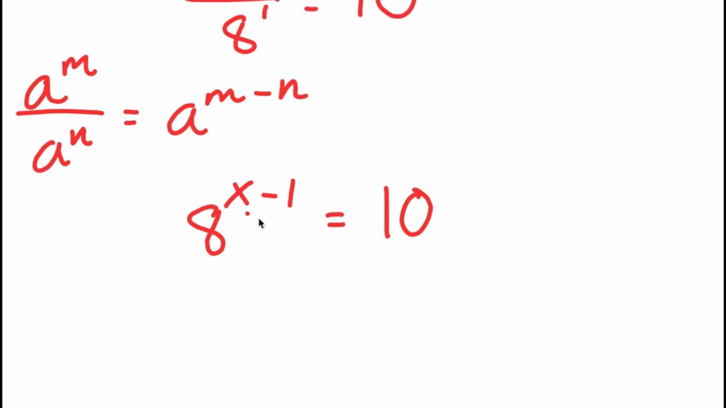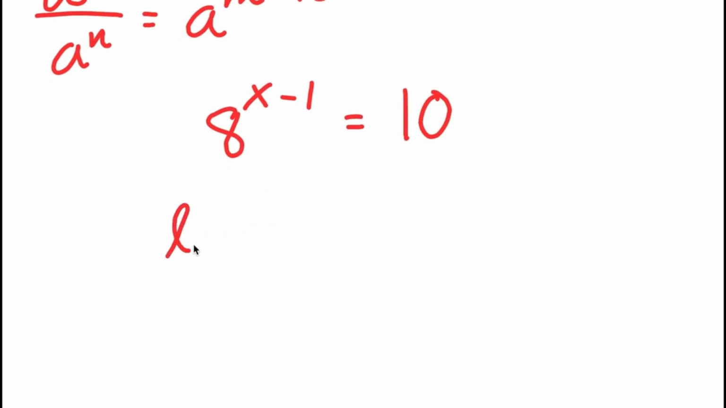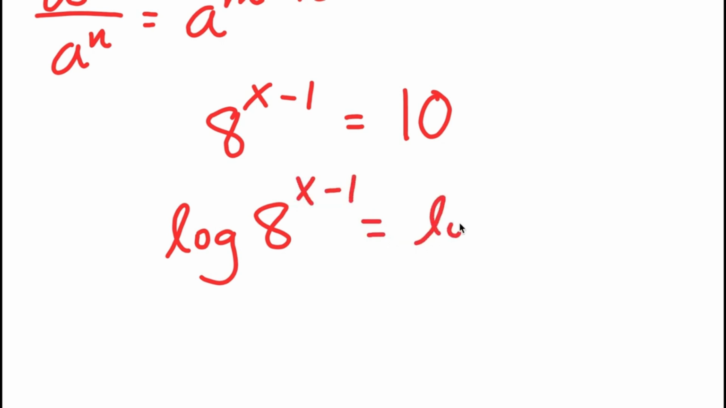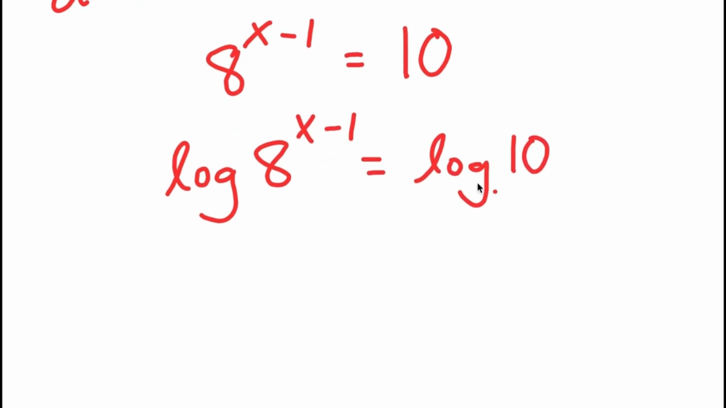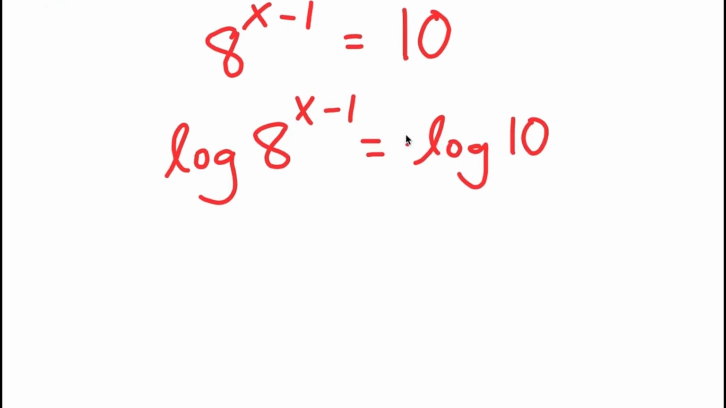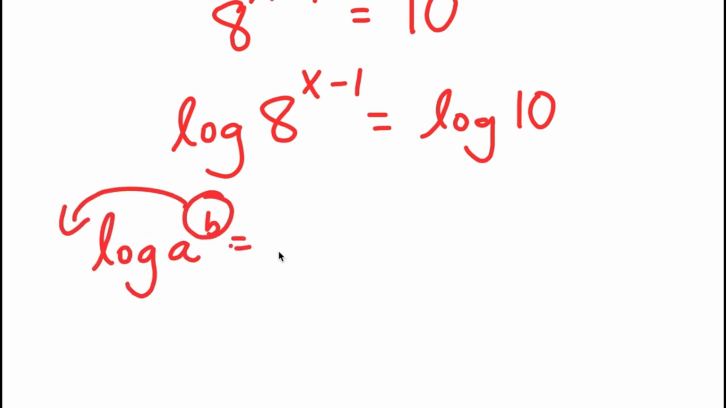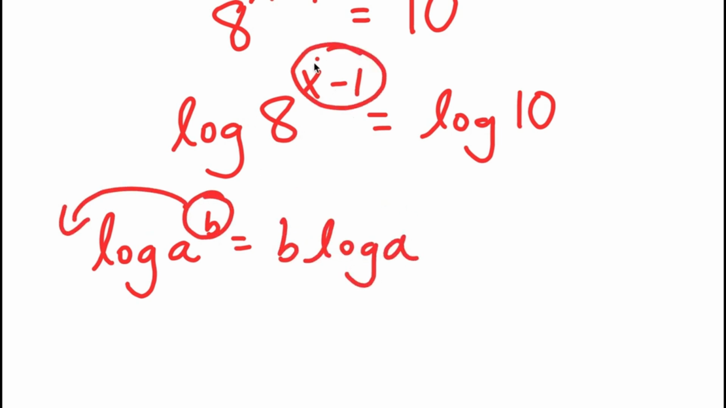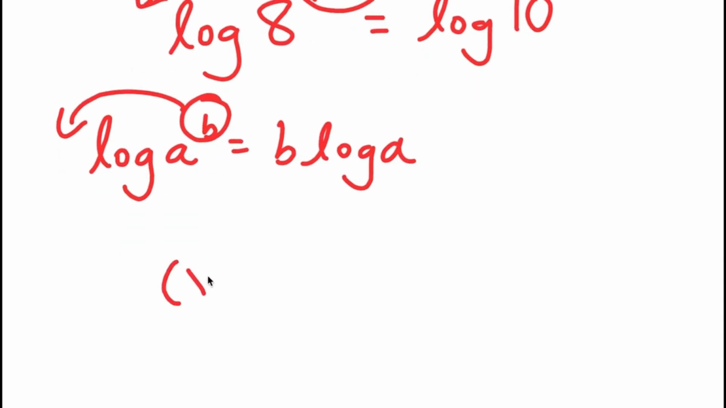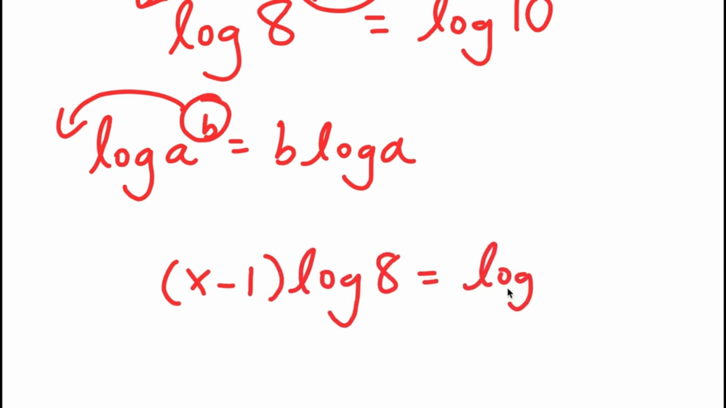Now from here, I'm going to take the log on both sides. So I get log of 8 to the power of x minus 1 is equal to log of 10. And the reason I take the log on both sides is because now I can use the property that states that if I have something in the form log a to the power of b, I can move this exponent b to the front, so it's going to equal b times log a. So log 8 to the power of x minus 1, I can move x minus 1 to the front, and I get x minus 1 times log 8 is equal to log 10.